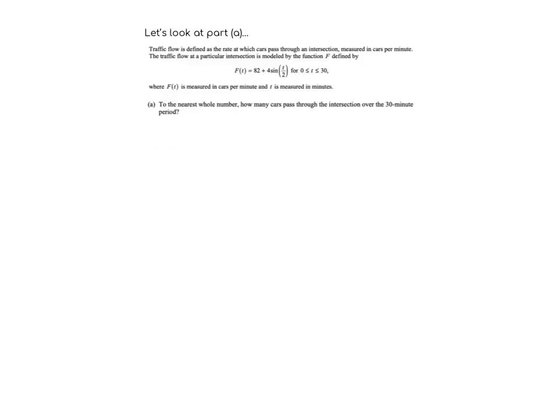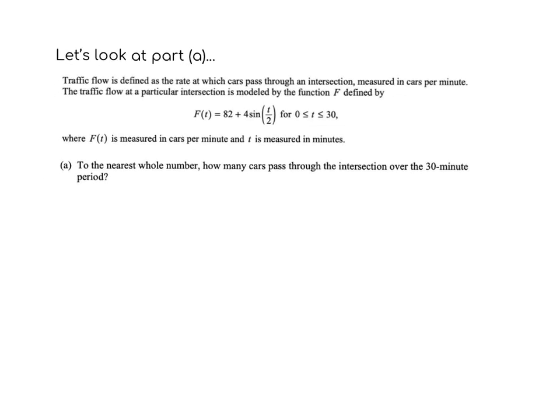Alright, looking at part A. So we are looking for the number of cars that pass through this intersection. So for that I'm looking for some kind of accumulation, so that's an integral. Because we're looking over this entire 30-minute period, that's going to be going from 0 to 30. And we're looking for our function f of t dt.